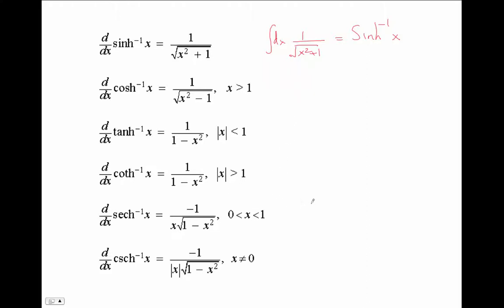So for example, here I would have the integral dx of this thing, 1 over x into square root of 1 minus x squared. This would be sech inverse x, etc.